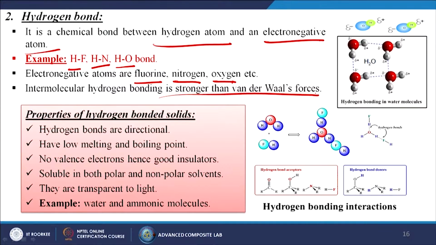So, properties of the hydrogen bond. Hydrogen bonds are directional, have low melting and boiling points, no free valence electrons, hence good insulators. Soluble in both polar and non-polar solvents, and transparent to light. The best examples are water and ammonia molecules.